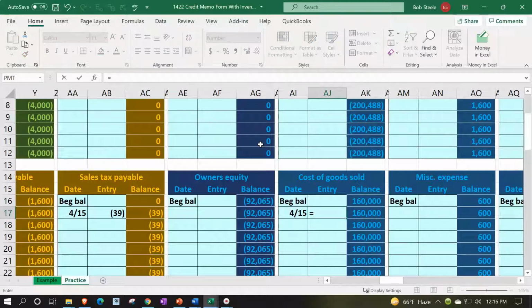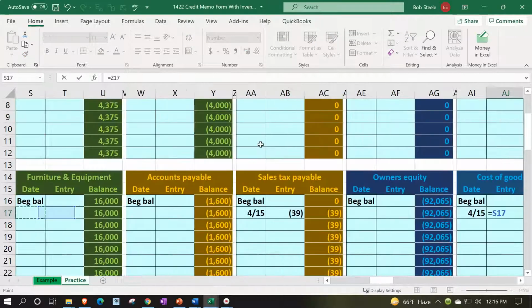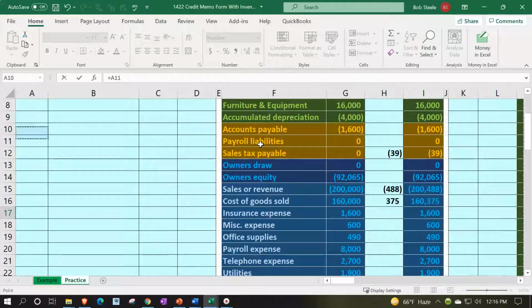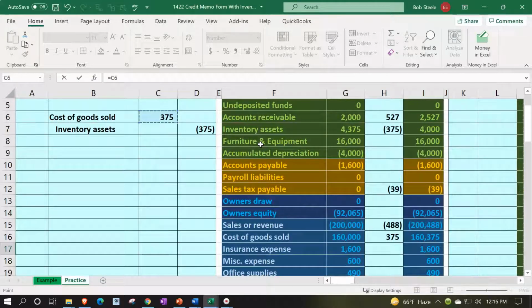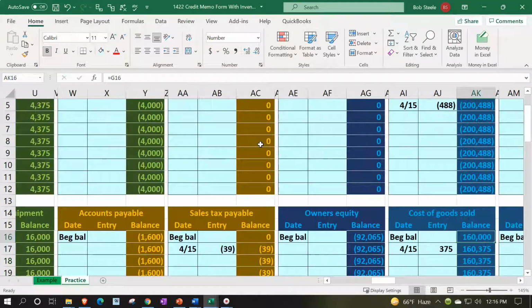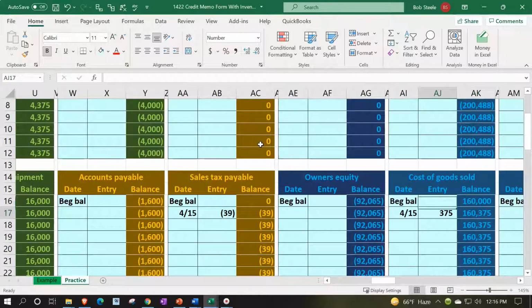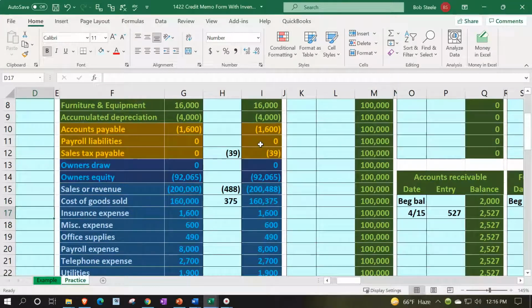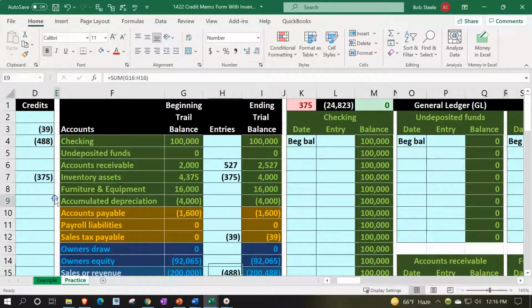AJ17 equals, left arrow hitting the wall, boom. Scrolling back up, and then we're going to say 375, 375. So we got the 160 up by the 375 to the 160, 375. That then should tie out to what's on the TB. It does. We're out of balance on the GL.